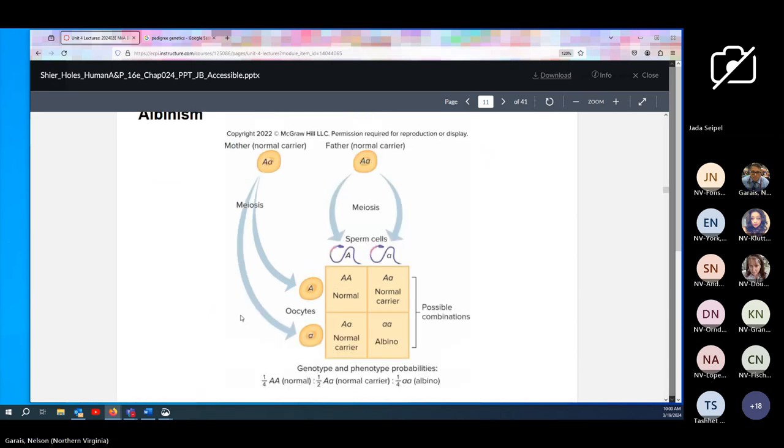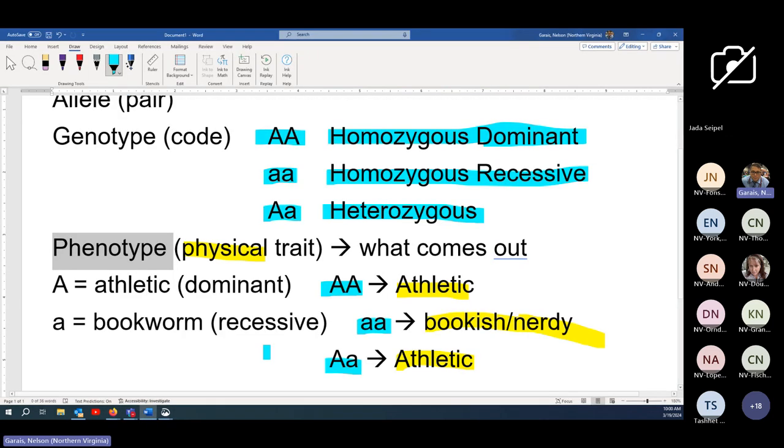They did a what? A Punnett square, okay? And they have genotypes, which are here, and the phenotypes, what came out. So first is, let me copy it. I want to draw over it.